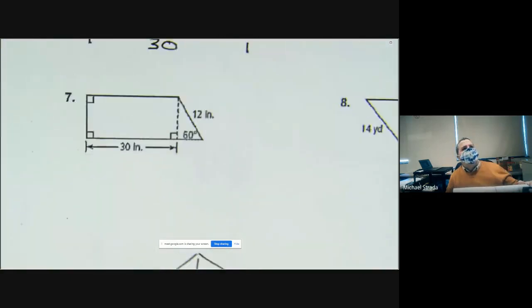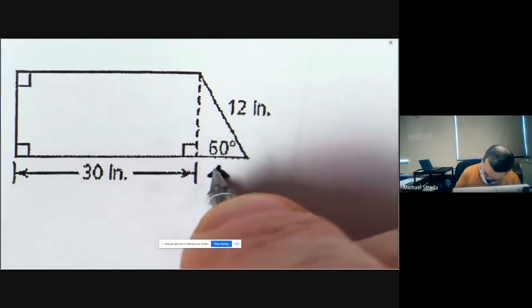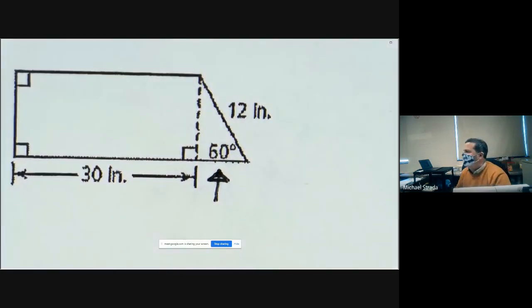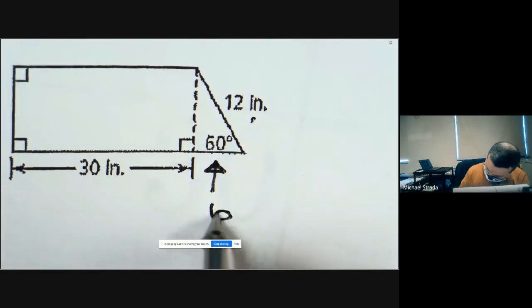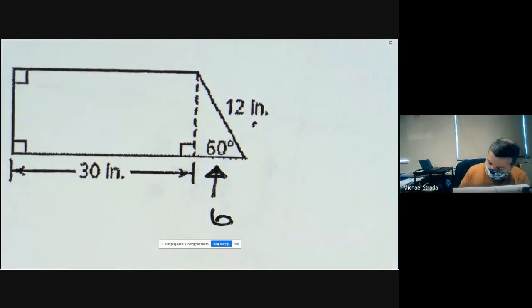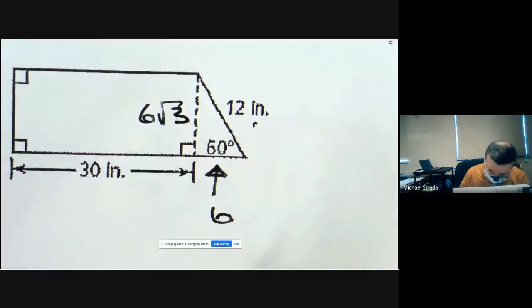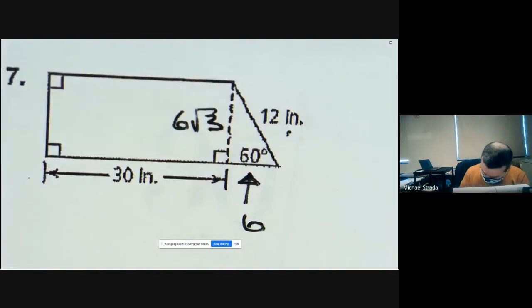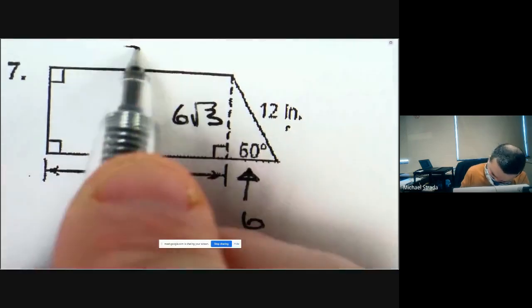Number 7, instead of dimensions, what are they giving me right smack dab at the vertex over there? An angle measure, 60 degrees, which means what type of triangle? 30, 60, 90. The shortest side is half the hypotenuse. What is half of 12? 6. All right, and then up top, opposite the 60 would be 6√3. Again, if this is 30 inches down on the bottom, what's it got to be up top? 30 inches.